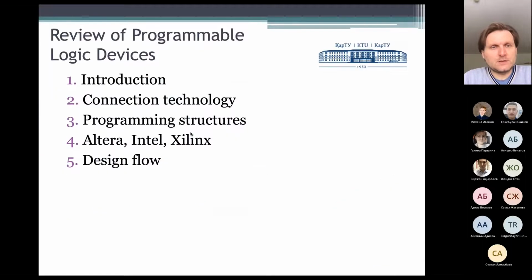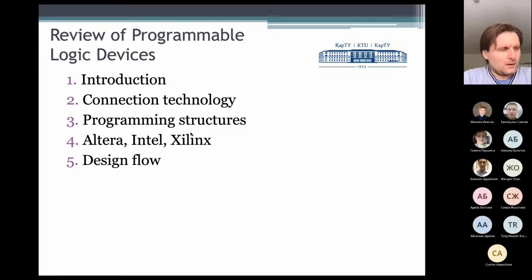digital logic systems. Today, after a short introduction, the topic is a review of programmable logic devices. I think this is a good lecture for an online lecture. I will show you some history of programmable logic devices, and part of the history will be the connection technology and old programming structures. Next, I will show you places where we may use programmable logic devices.